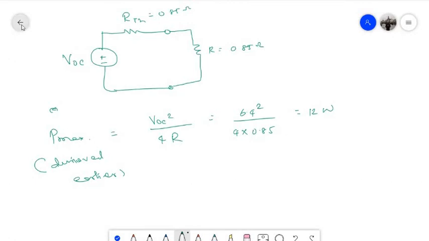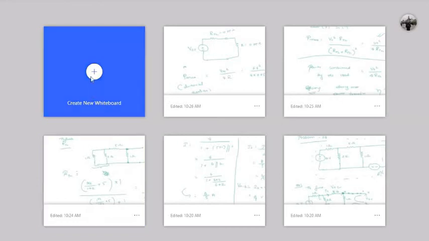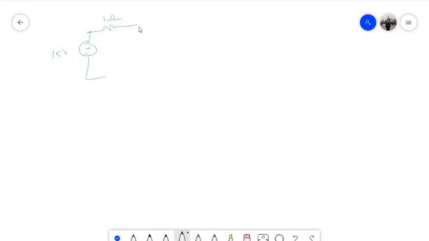So I'll give you one more problem. So with that we'll wind up, which you can try by yourself. So here ultimately you need to find the resistance R. The circuit that is given to you is 15 volt. So 1 ohm resistance is a 5 ampere source.